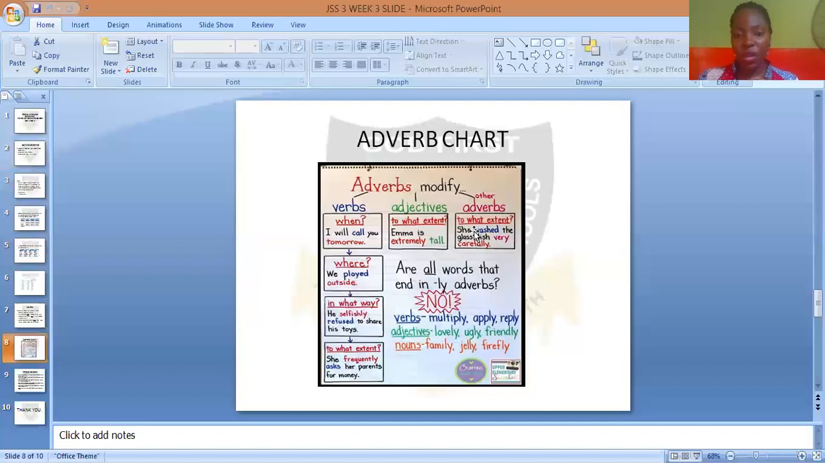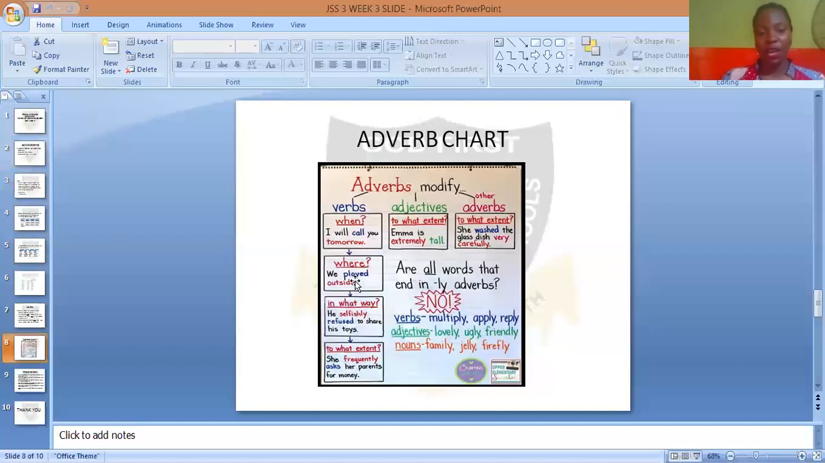Other adverb, to what extent? She washed the glass dish very carefully. So, very is an adverb here. Carefully is also an adverb.